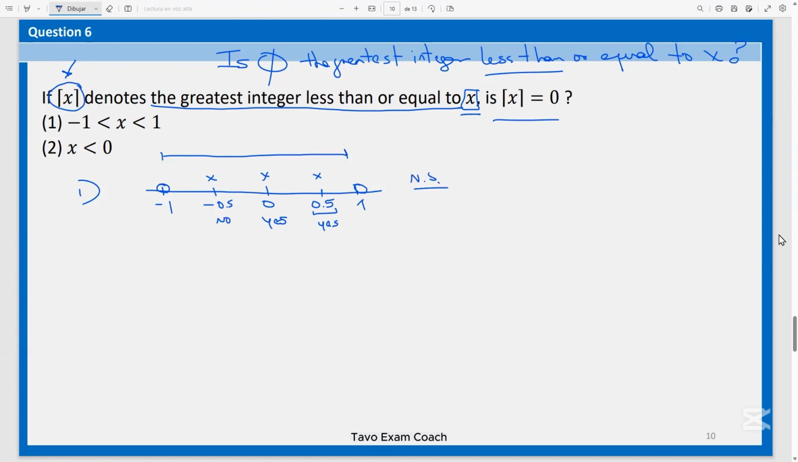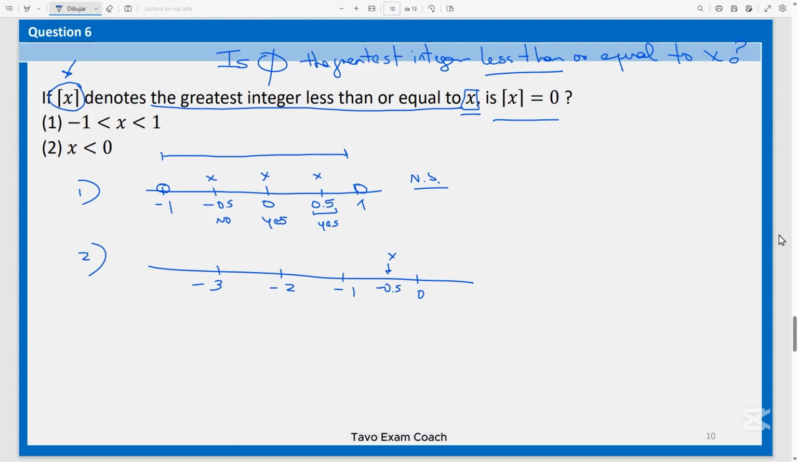What about statement 2? Well, statement 2 says that x is less than 0. If x is less than 0, then we can visualize this on a number line, 0 here, and a few pivot values, for example, negative integers, -1, -2, and -3. And we can continue assuming possible values for x. For example, x is this value here, -0.5.